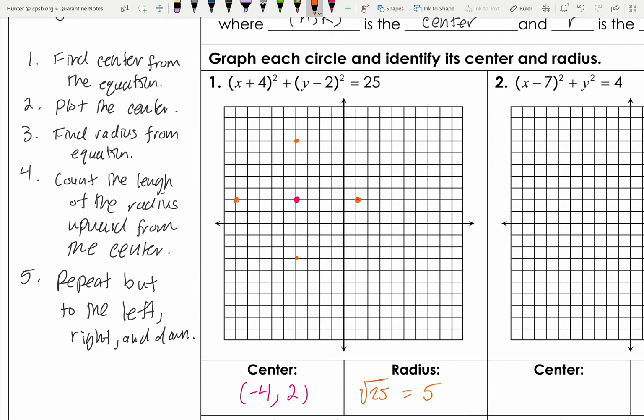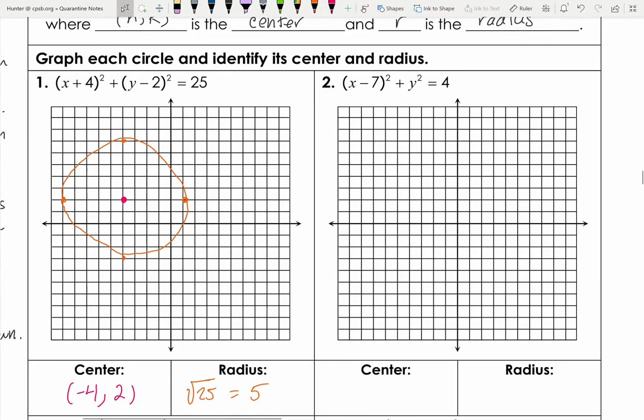Okay. Now my circle is going to go through all these orange points right here. So we're going to do our best to freehand a circle going around this. It's not perfect, but you get the gist of it, right? It is very hard to draw a perfect circle. You're probably better at it than I am, but if I see those 4 points like that, I know you recognize how the circle works. Okay, let's do another one.